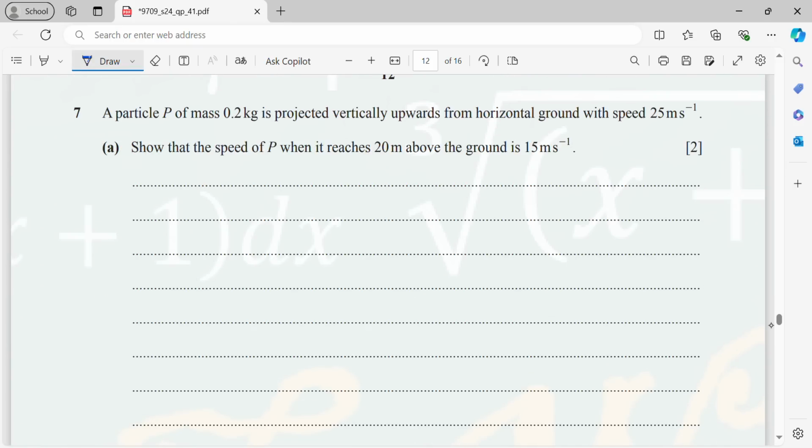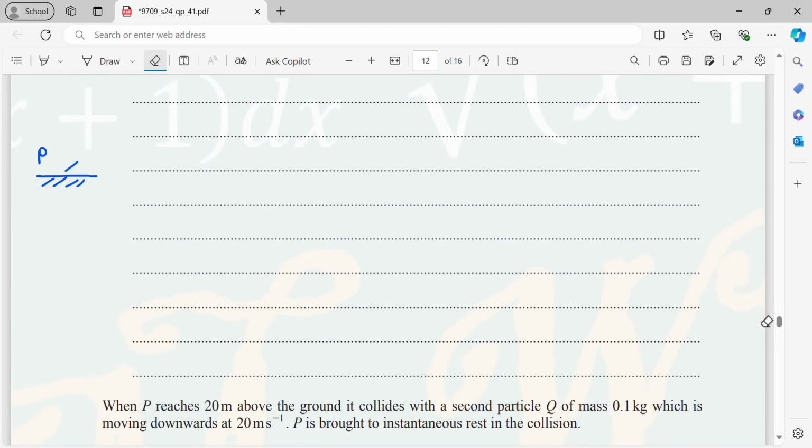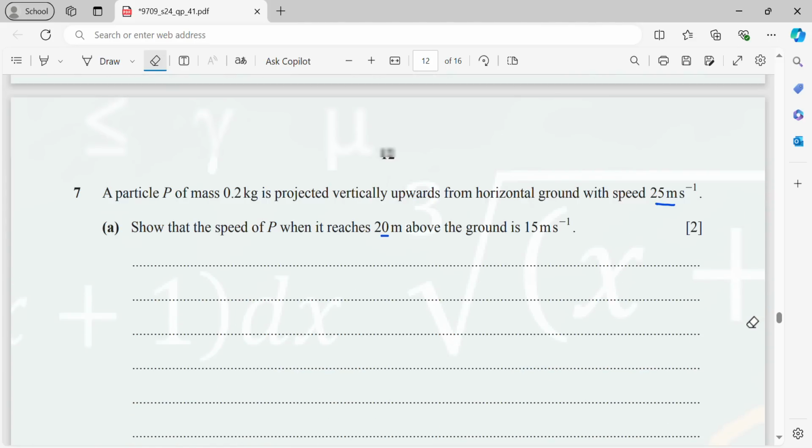Now for question number 7, a particle P of mass 0.2 kilograms is projected vertically upwards from horizontal ground with speed 25 meters per second. Show that the speed of P when it reaches 20 meters above the ground is 15 meters per second. That means this is the ground. Okay, here is the particle P. This is P. Move up, like this.